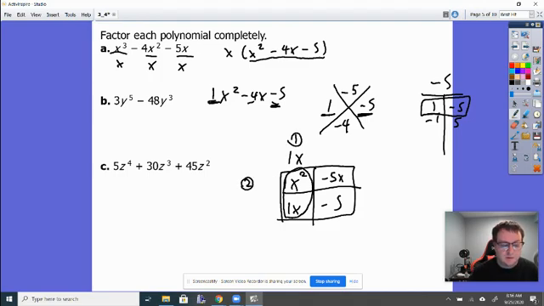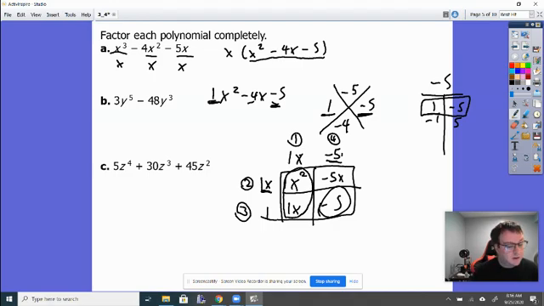The second spot you want to do is over here, where you say, okay, well, what times 1x gives me 1x squared? Well, another 1x. Third spot down here, what times 1x gives me 1x? That's going to be a 1. Last spot over here, what times 1x gives me negative 5x? Negative 5. And then just to check, we always want to check this last box. 1 times negative 5 gives me negative 5.